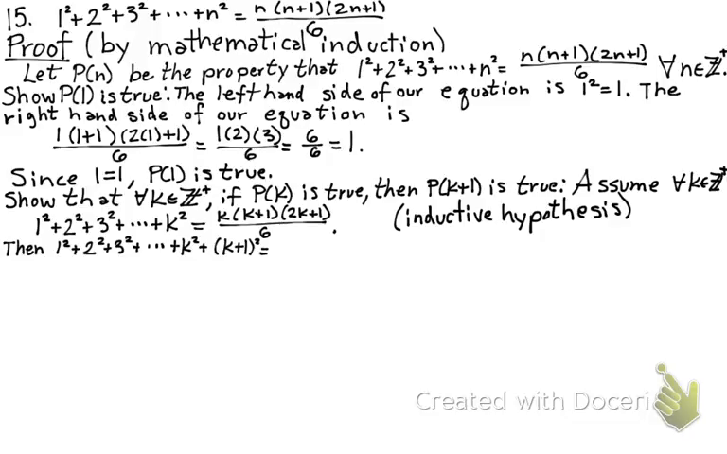Well, notice that we've got this right here. That's the sum of the squares of the first k terms. And by the inductive hypothesis, we know what that is. So we can do a substitution using the inductive hypothesis. So we can say that this equals k times k plus 1 times 2k plus 1 over 6 plus the k plus 1 squared term is still there. And this is by the inductive hypothesis.